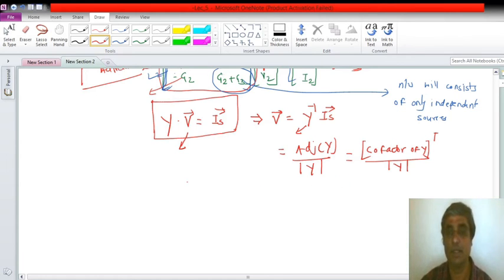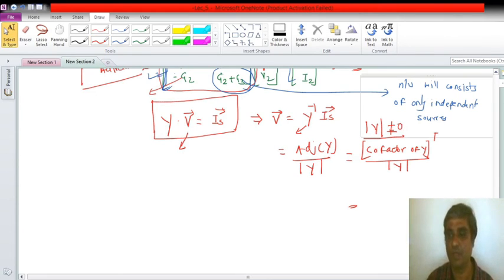Again, the solution will exist only when the determinant of Y is not equal to 0. In the next class, we will see what is the significance of the determinant and what will happen in the network if my determinant is equal to 0.